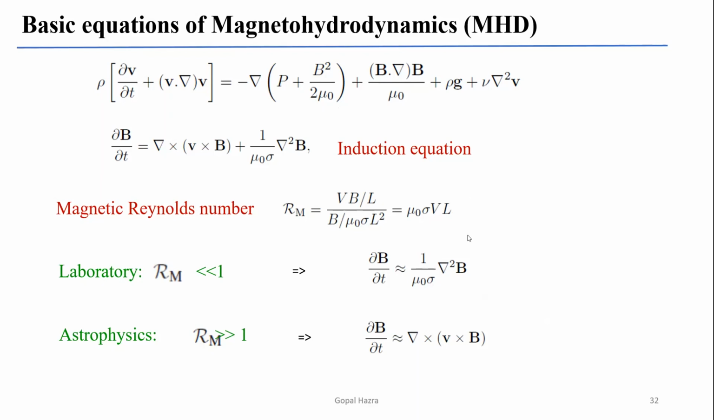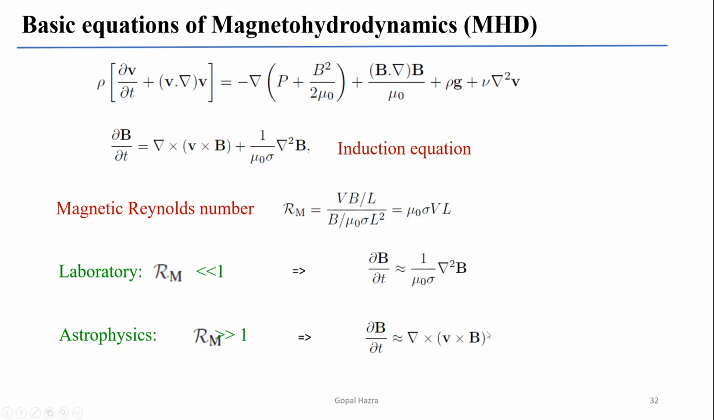For the laboratory, we know the magnetic Reynolds number is less than 1. So this induction part, del cross V cross B, doesn't play much role, because then the equation becomes mostly diffusive. You see, there is the diffusion equation. But in an astrophysical system, this Rm is always greater than 1. That means it is mostly induction.